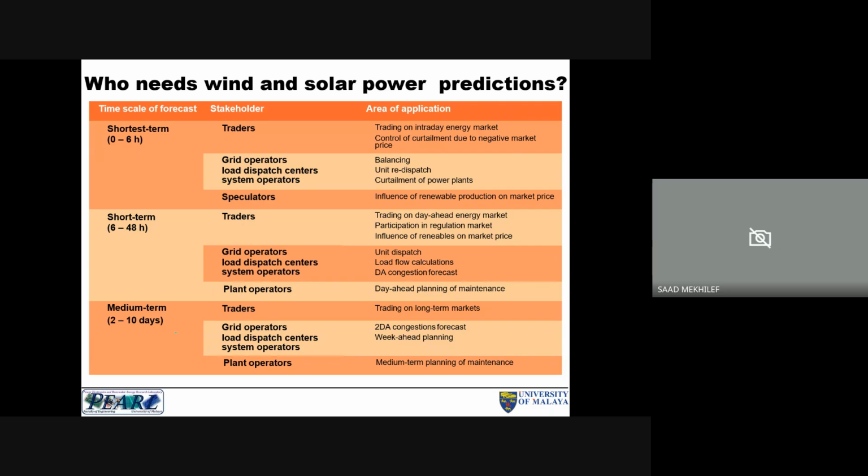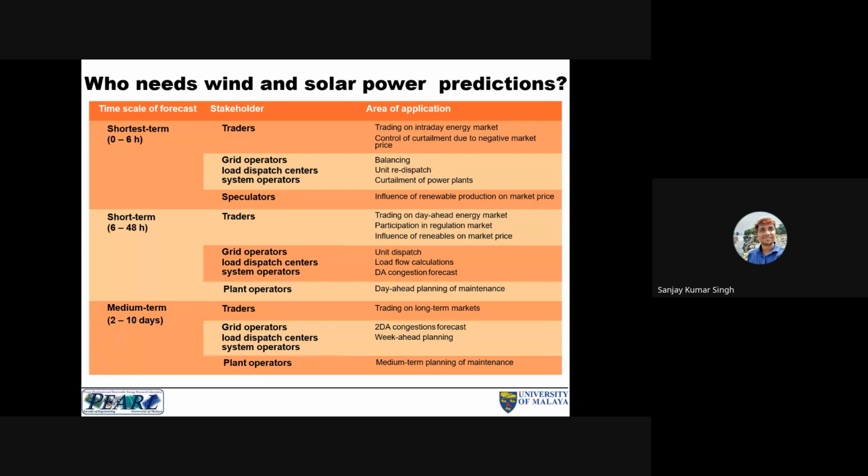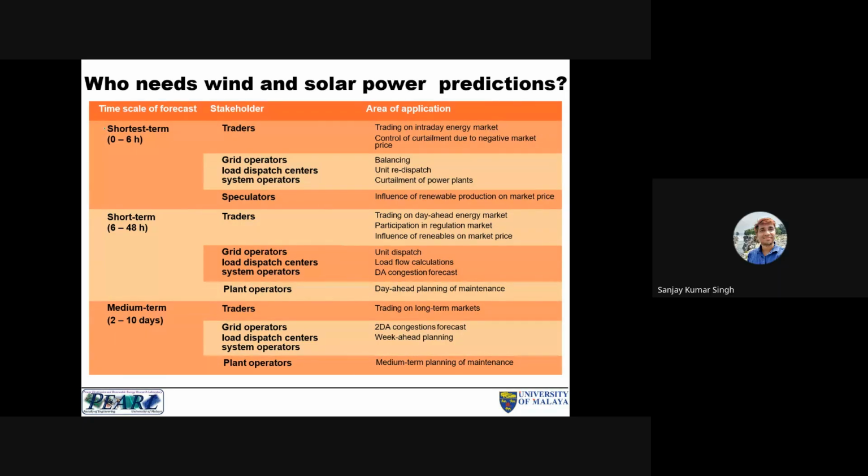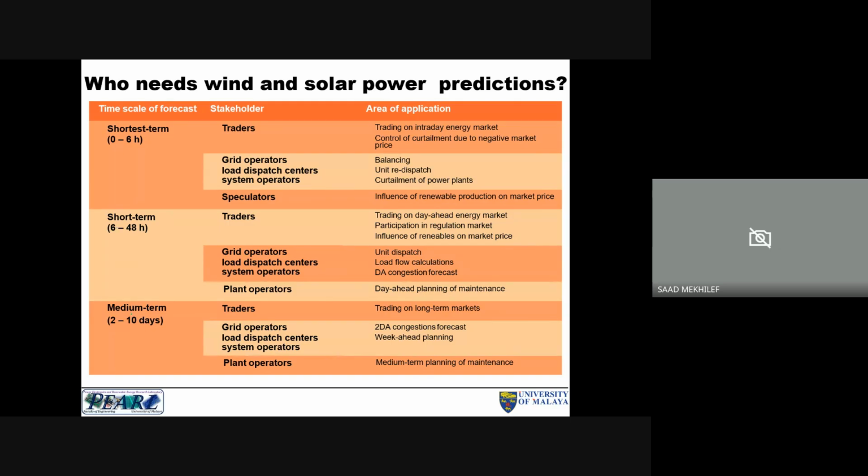But basically, anything between 0 to 6 hours is considered very short term. And something between 6 to 48 hours, which is 2 days, we call short term. The first one is very short term, this one is short term, and then we have medium term. Anything between 6 and 48 hours, or 2 days, is called short term. Between 2 days and 10 days is called medium term, and then we also have long term prediction.